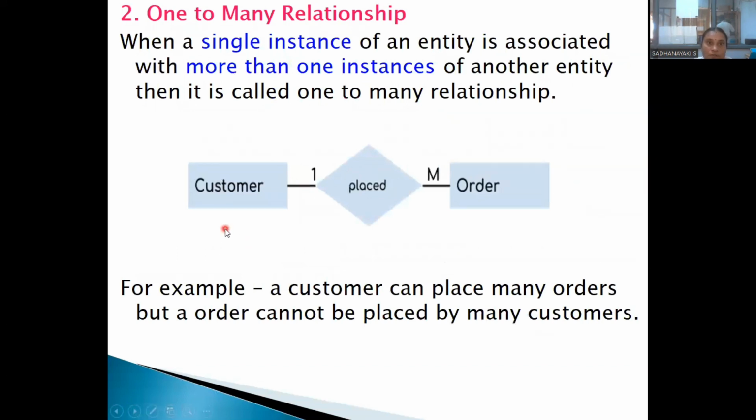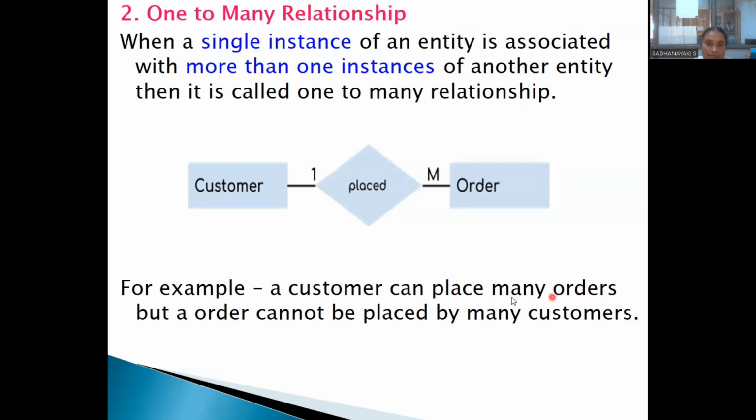Then next one is the one-to-many relationship. When a single instance of an entity is associated with more than one instance of another entity, then it is called a one-to-many relationship. That is, a customer can place many orders in a company, or he can purchase many items in a company. So a single customer can have many orders. So this is an example of a one-to-many relationship.